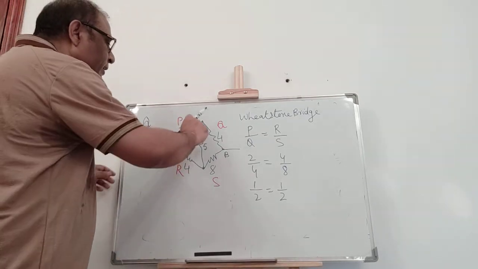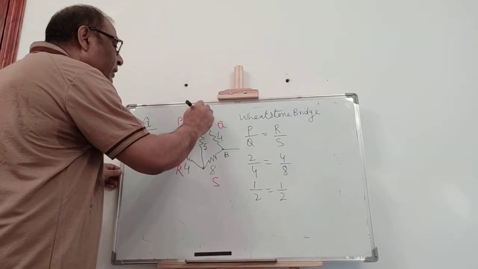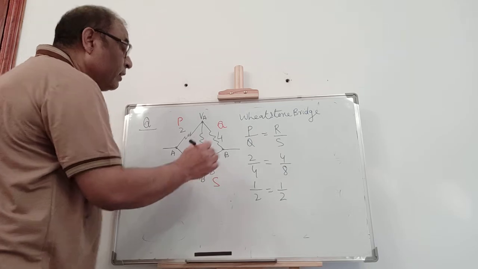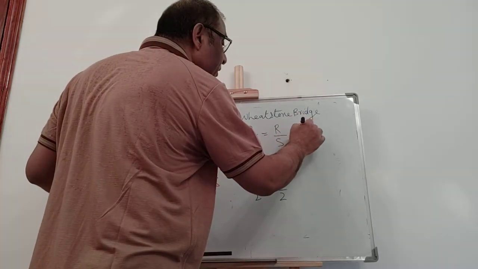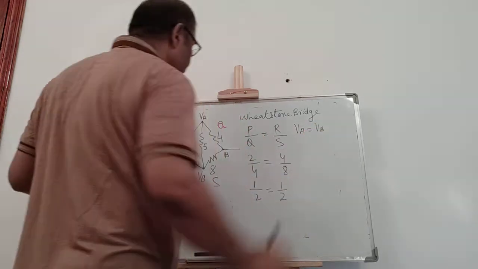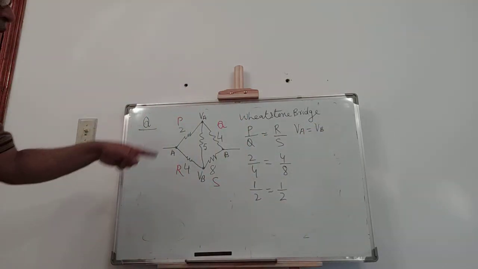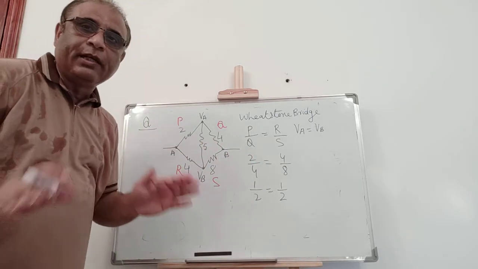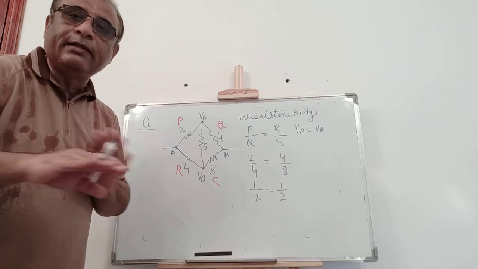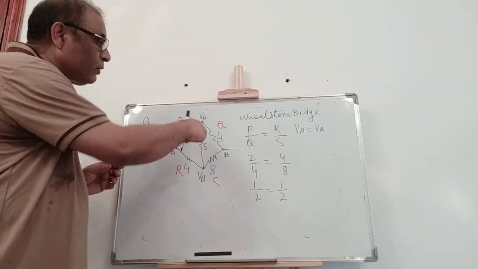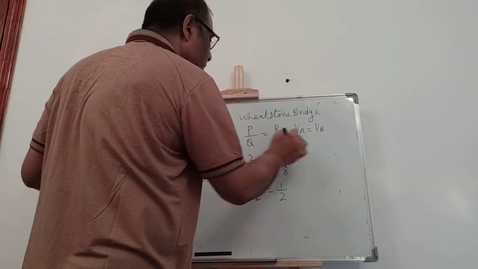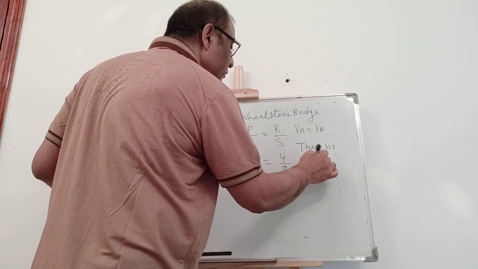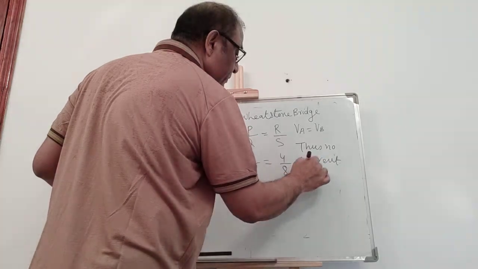In this condition, if this is the potential VA and here the potential VB, then both have the same potential. If the ratio P upon Q equals R by S, we find the same ratio. In this condition VA and VB have the same potential. If potentials are the same, then current doesn't flow. So no current through this line. So no current through the 5 ohm.